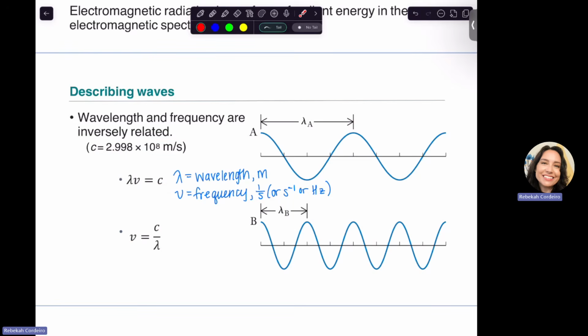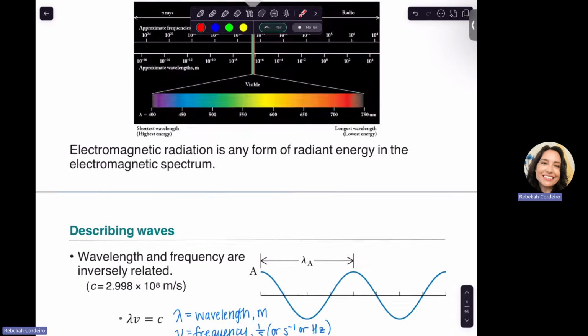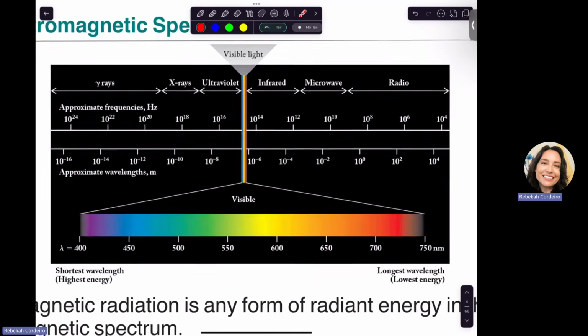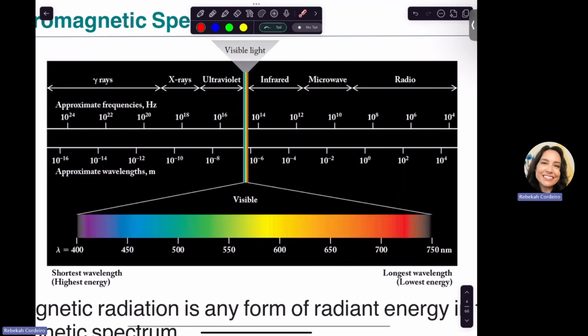I want you to think about if you're on a boat on wave A and you're anchored, you would bob up and down less frequently than if you were on a boat on wave B and you're anchored; you'd be bobbing up and down a lot more. So short wavelength, higher frequency. Long wavelength, lower frequency. Going back to the electromagnetic spectrum real quick, our longest wavelength is radio waves.